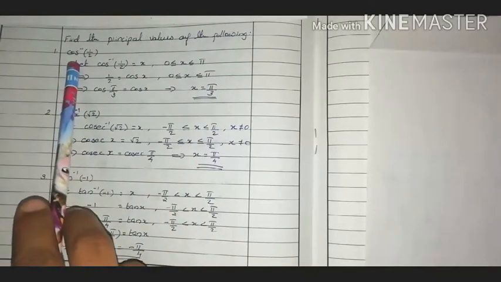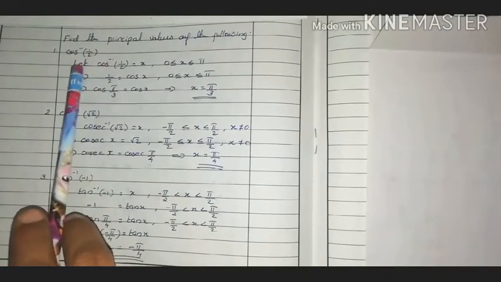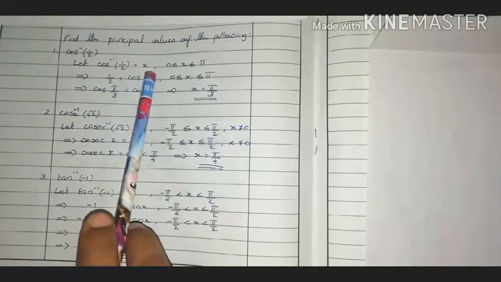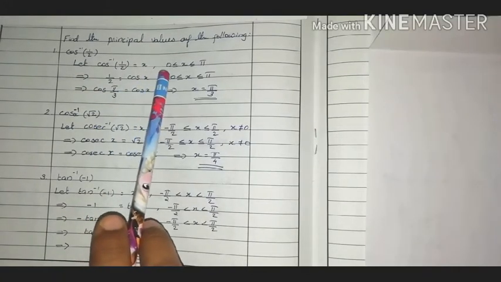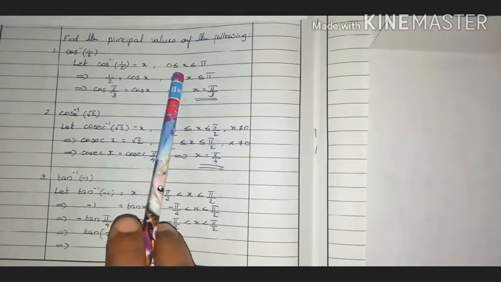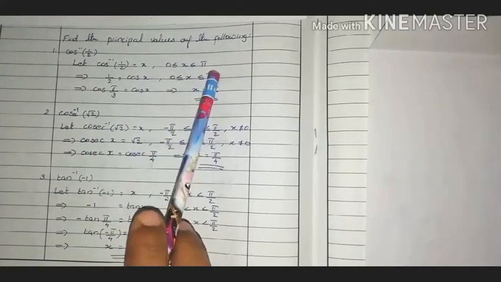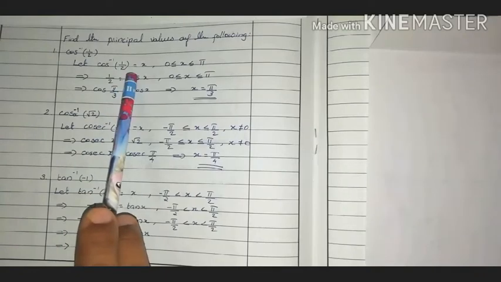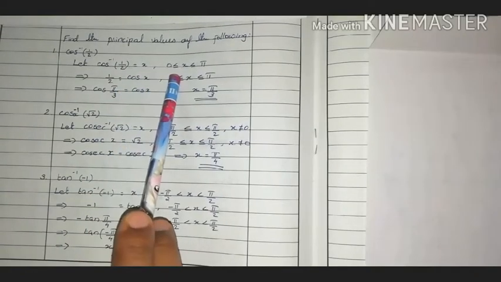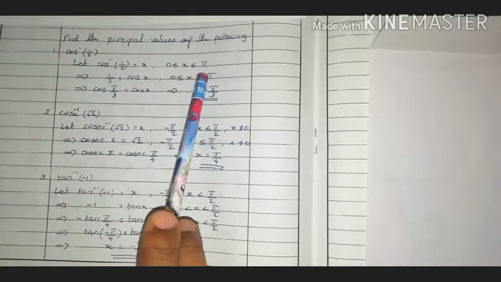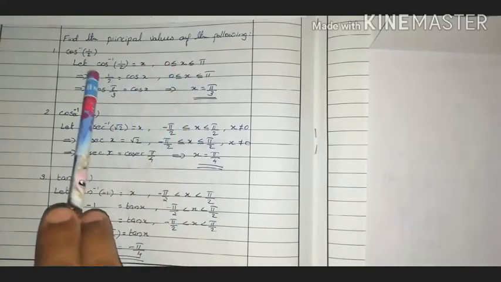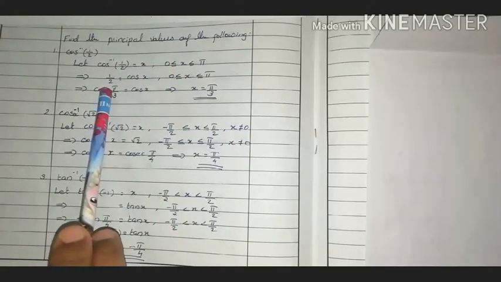First one, cos inverse 1 by 2. We can consider cos inverse 1 by 2 is equal to x. Here the principal values are 0 less than or equal to x less than or equal to pi. That is the principal values for cos inverse x. So let cos inverse 1 by 2 is equal to x, 0 less than or equal to x less than or equal to pi. Then transpose, you will get 1 by 2 is equal to cos x.